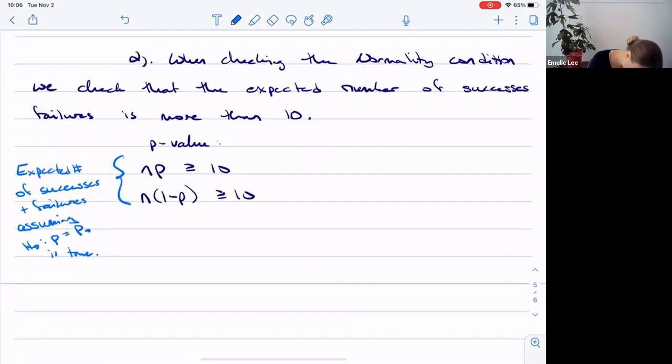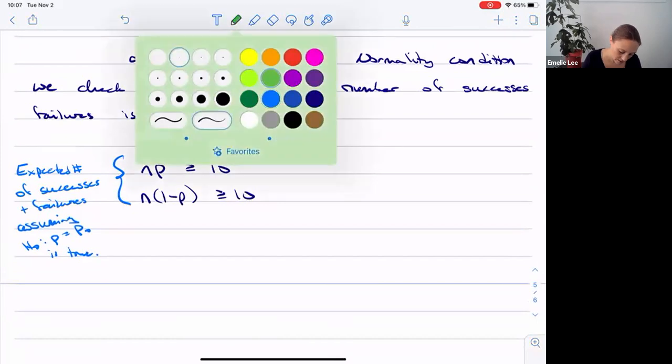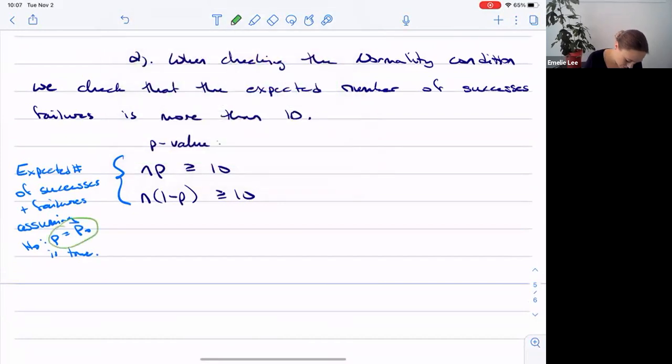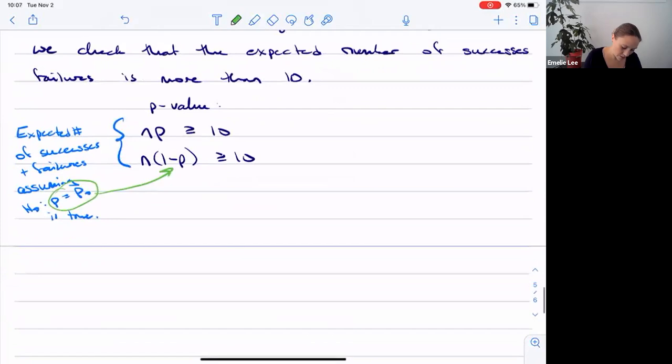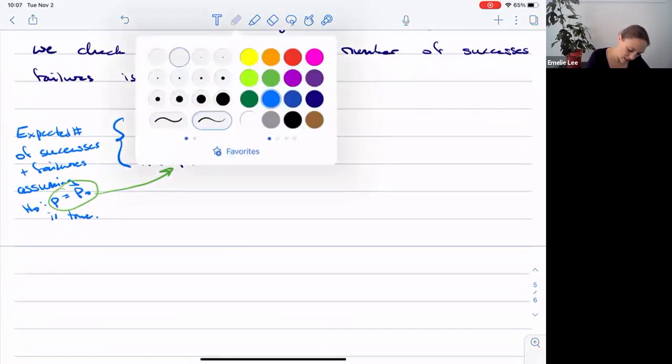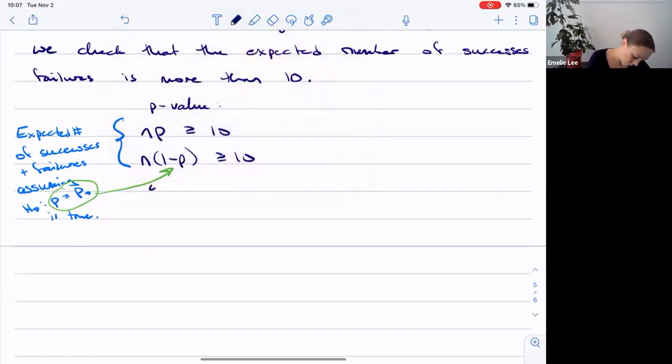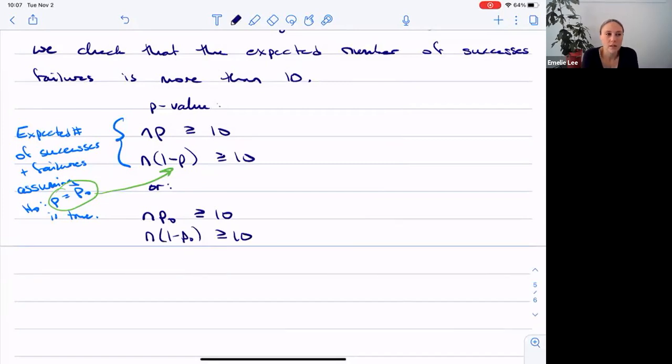Which means what? It means that P equals P naught. So really what we're saying is, or we can write, N times P naught has to be more than or equal to 10. And N times 1 minus P naught has to be more than or equal to 10, right?